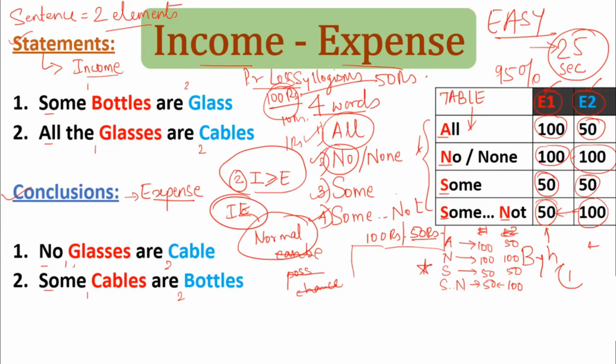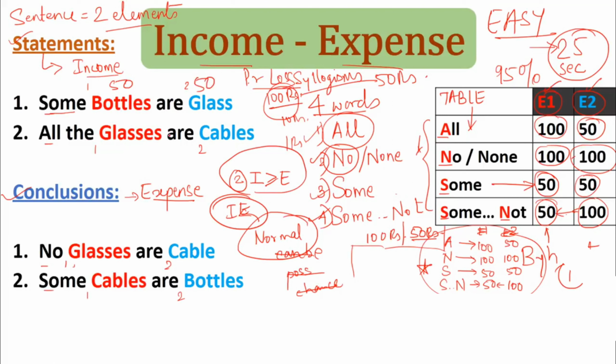Now first rule, we have learned the table by heart. We have also written it in rough space. Now take the first statement. Some bottles are glass. What is the first word? Some. For "some", how much money do we donate? Over here, see the table. For "some", we donate 50 rupees to element 1, 50 rupees to element 2. Element 1 is this, give 50 rupees. Element 2, give 50 rupees.